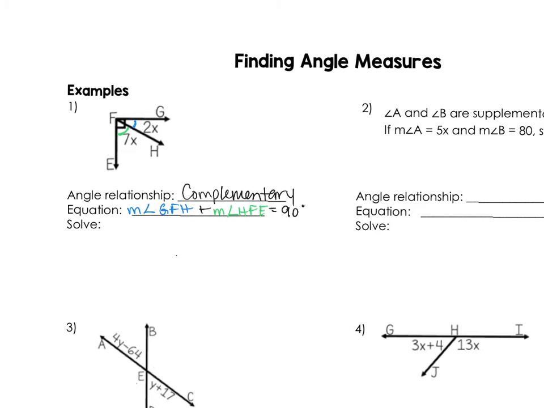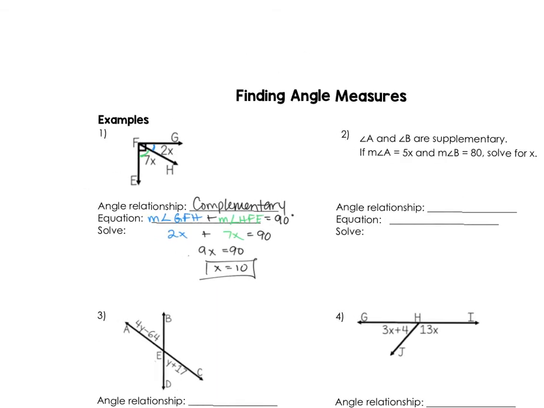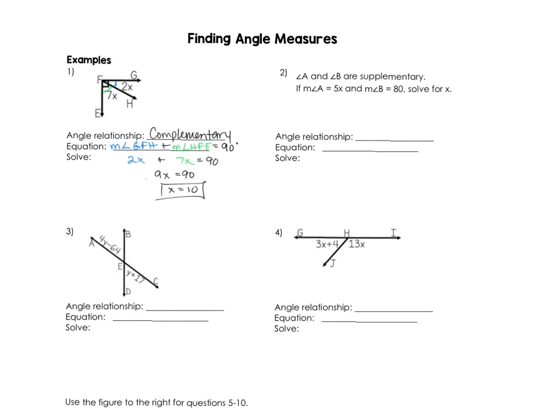So now I can substitute the information I was given in the problem. So this would be 2x plus 7x equals 90. So if I combine my like terms, 9x equals 90, so x has to be 10. Let's do number 4. Number 2, I want you to try on your own. Definitely draw a picture.